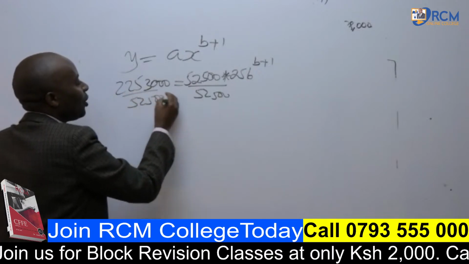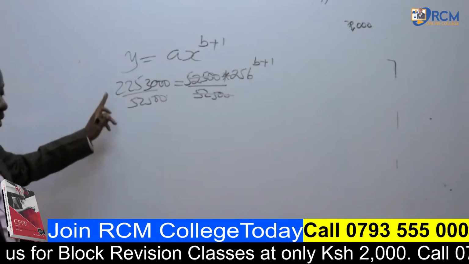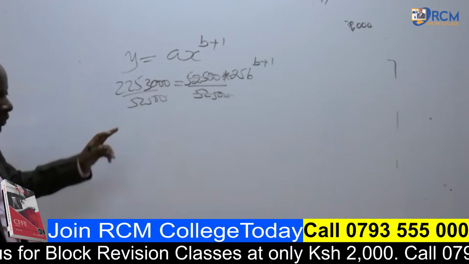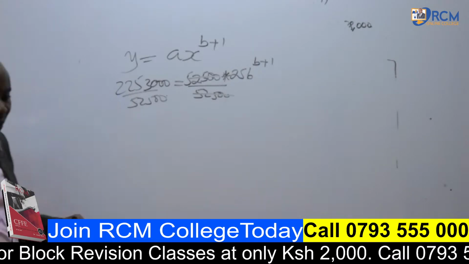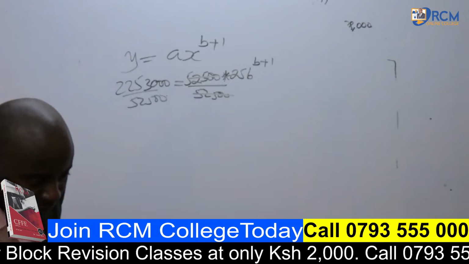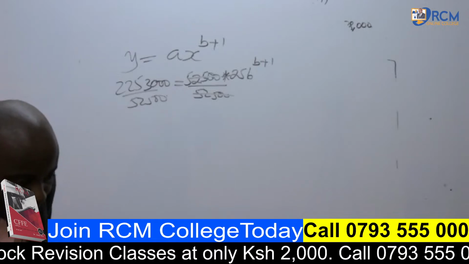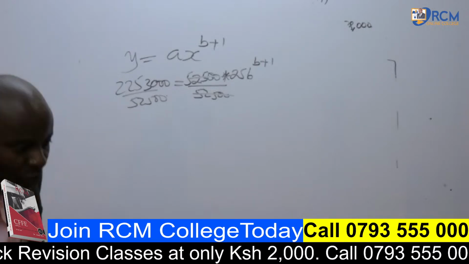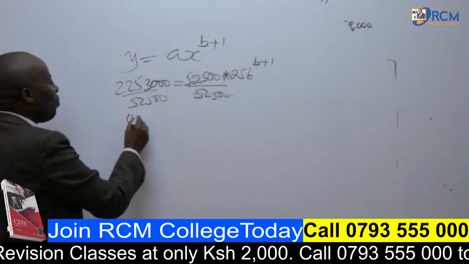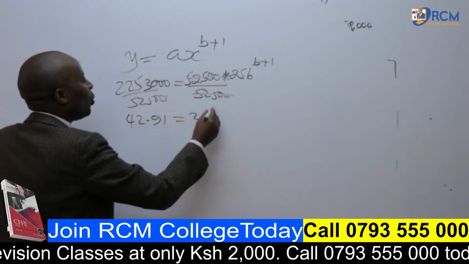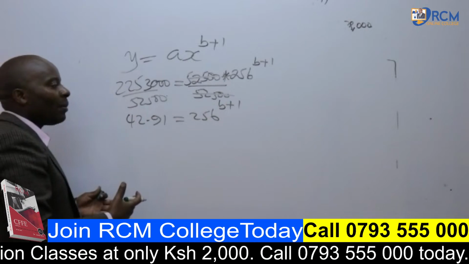So the first thing that I will do is to come and divide by 52,500. That and that cancels out. So come and divide. Please let us go slowly. This divided by this gives us what figure, somebody? Please help me, we move slowly. 42.91. So we have here 42.91 equals 256 raised to power b plus 1, where we shall straight away come and introduce the logarithms.